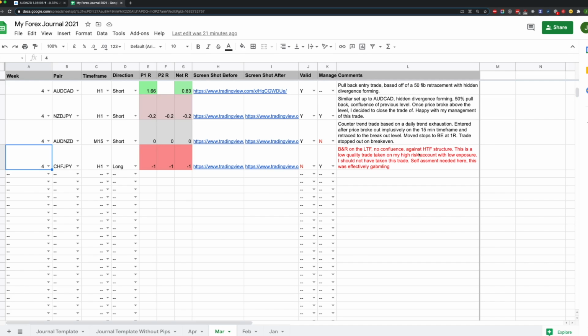This was a low quality trade taken on my high risk account only with low exposure. So I didn't really expose myself too much to the market, and I only took it on my designated account for higher risk trades. So at least that was okay. I need some self-assessment here. This was effectively gambling. I should not have really taken this trade, right?